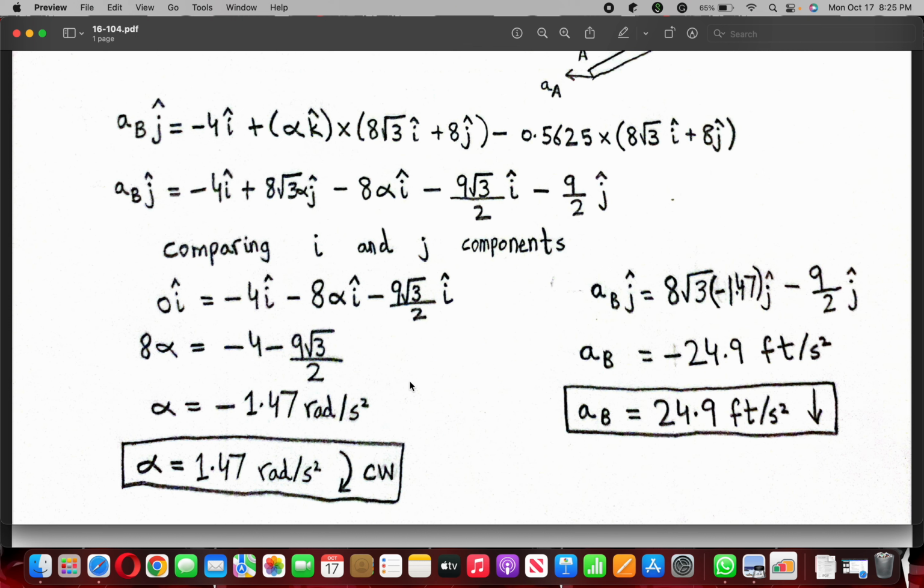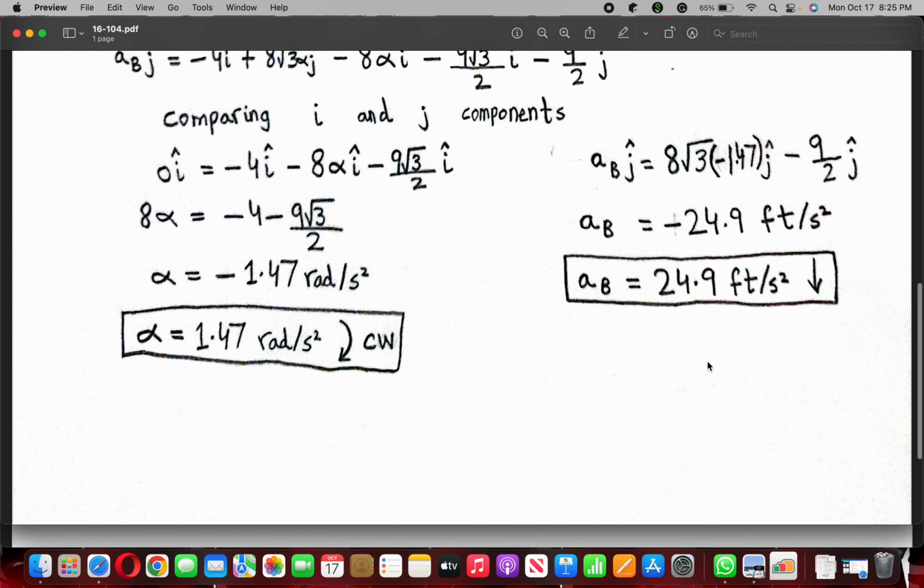As we assumed counterclockwise is positive, the negative here shows that the direction was clockwise. When we compare the J component, we can put the alpha value in, and we find that the acceleration at B is minus 24.9 feet per second squared. It is also negative, and we assumed the upward direction is positive, so this negative indicates that the direction of the acceleration is downwards.